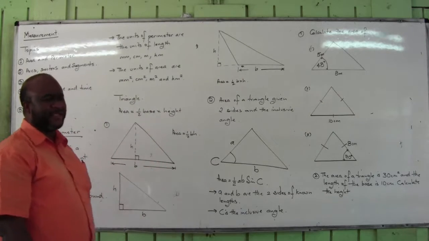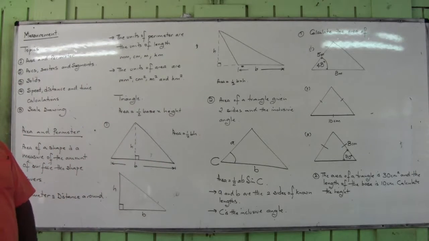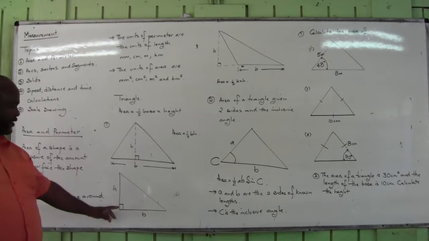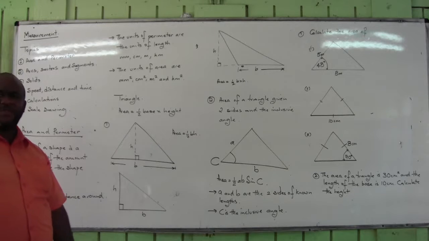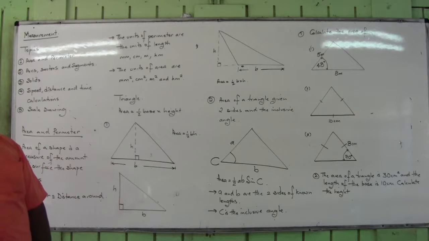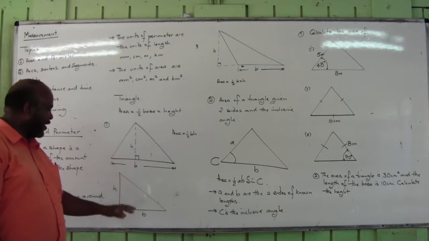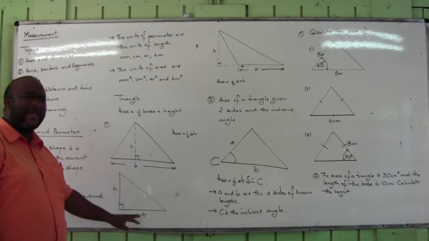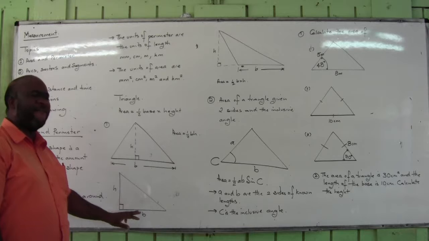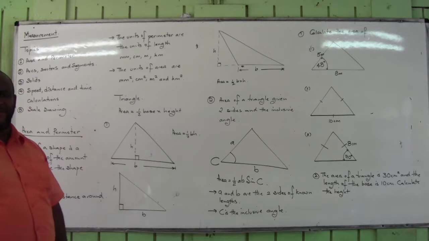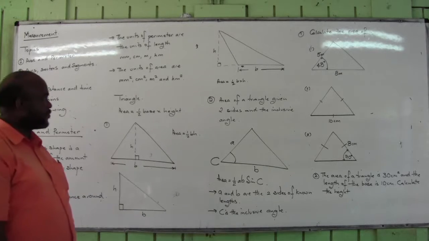What do you notice about height? Every time you see height, you always see the right angle. Very good. Height is associated with the right angle. No right angle, no height. So if you know the height of a triangle and the length of the base, the area is half base times height. Stay with me.